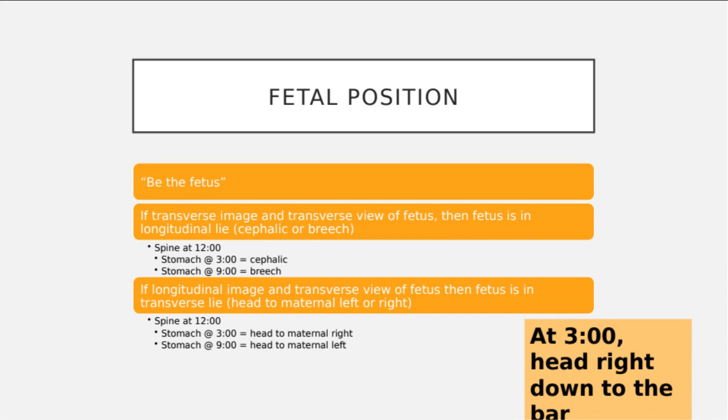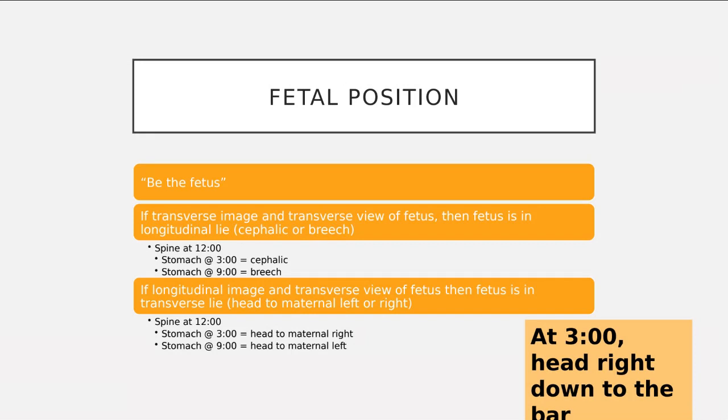Now we say, okay, well, is the baby's head on the mom's left side or the mom's right side? So we have our transverse belly. Our spine is still 12 o'clock. Now, if our stomach is at 3 o'clock, baby's head is to the mom's right side. And if our stomach is at 9 o'clock, baby's head is towards the mom's left side. So at 3 o'clock, head right or down to the bar. If your stomach is at 3 o'clock, the baby's head is either going to be to the right or down, depending on your transducer position.